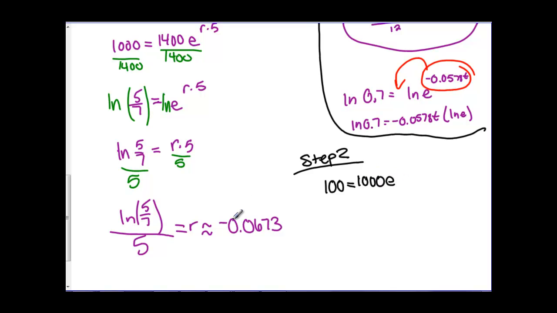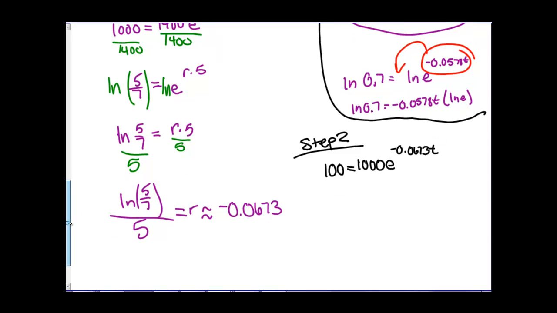So 1,000 birds currently. Then we have e, our rate is negative 0.0673, and then times our time. So 1,000 is how many birds we have today, and we want to know how long it's going to be until we end up at 100. So you could have started with the 1,400, but whatever your time was, you'd have to take 5 years out of that, because the 1,400 was from 5 years ago.